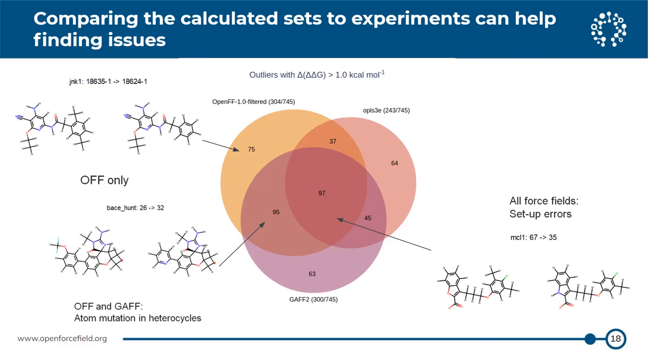And finally, if there are outliers for all three force fields, it could also mean that there's some issue with the experimental value, or that there are setup errors which lead to wrong results. For example, in this MCL1 case, we have a meta-substituted phenyl ring at bottom right. So this methyl could be on both sides of the phenyl ring, and depending on the starting structure, you will get different results. And if you pick the wrong one, you basically have an outlier in all force fields. And with this, Lorenzo, please, next.